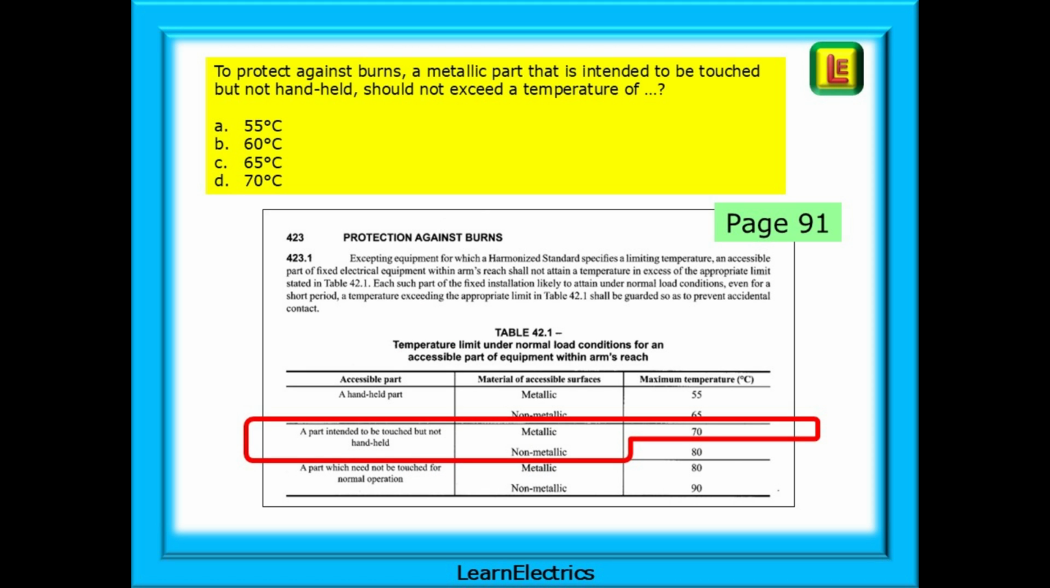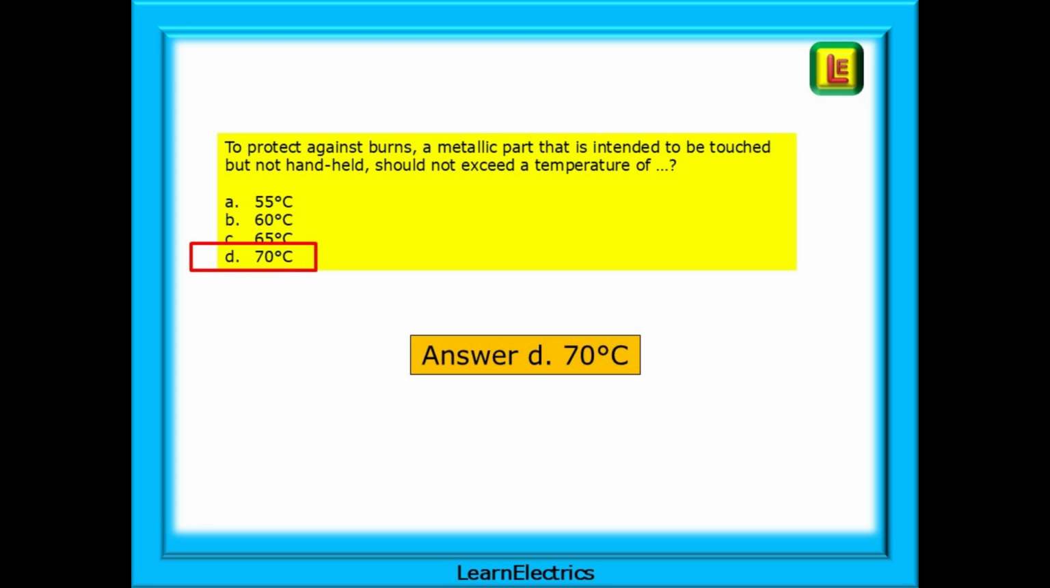On page 91 we find a table, table 42.1, about protection from burns. Follow the question. Find touched but not handheld in the left column. Choose metallic in the centre column, and the answer is in the rightmost column, 70 degrees Celsius. Our answer is D, 70 degrees Celsius. And how easy is that?